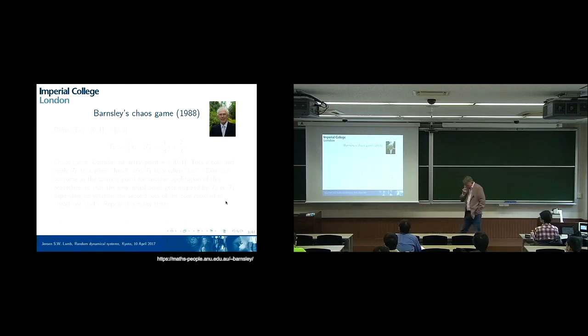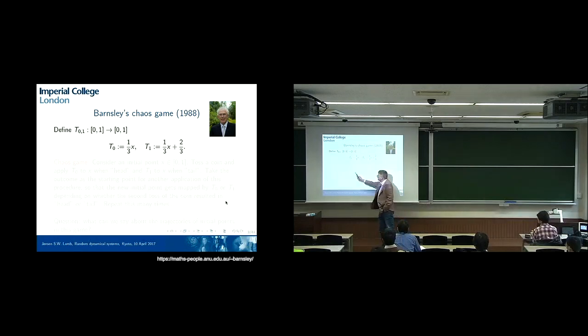So, Barnsley's chaos game. We're going to do a little example of random dynamical systems, which Barnsley called the chaos game, about three decades ago. The game is as follows. We look at a map from the interval to itself. So we have the interval [0,1] mapped to itself, and we have two maps.